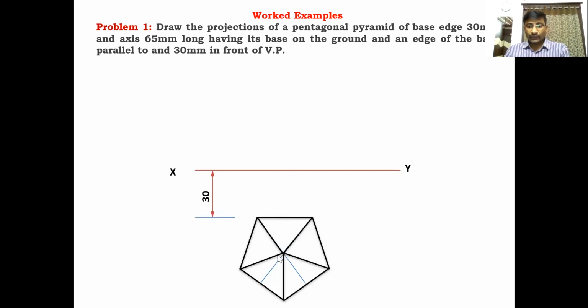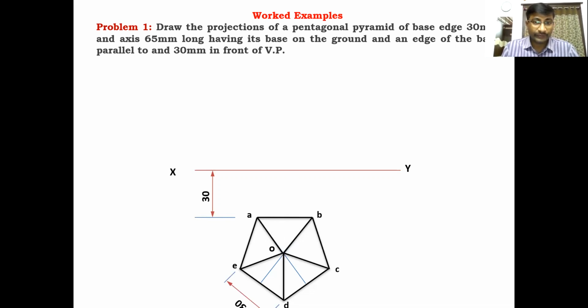Clear? After getting the corners, you have to name them. These are the corners A, B, C, D, and E in the top view. These are the 5 corners of the base, and the apex point, the center point, is O. These are the top view points of the solid, and this 30 mm is the pentagon side length.